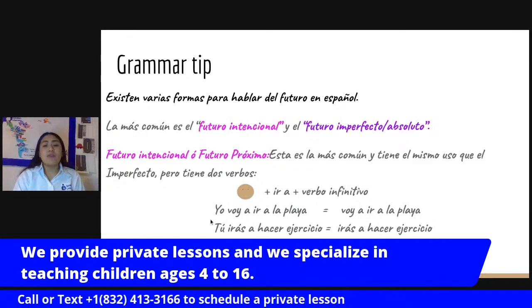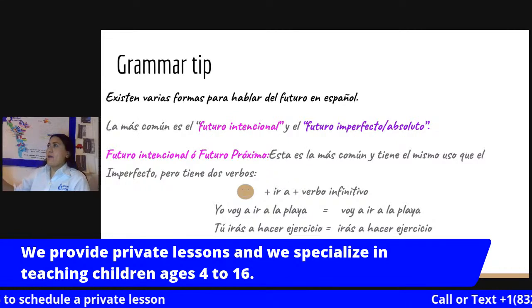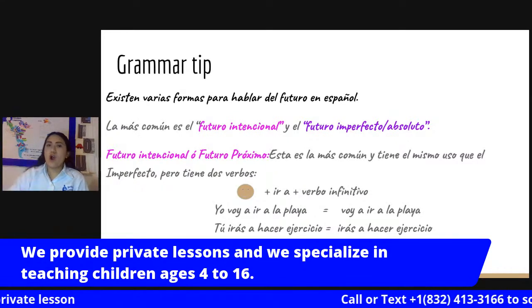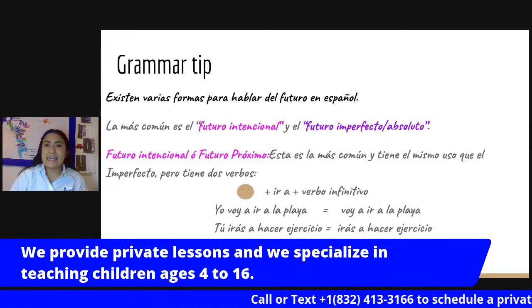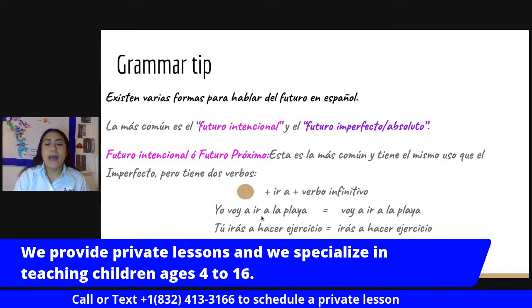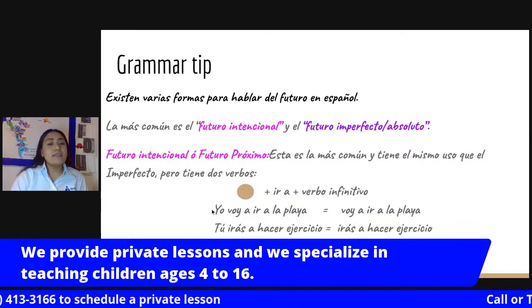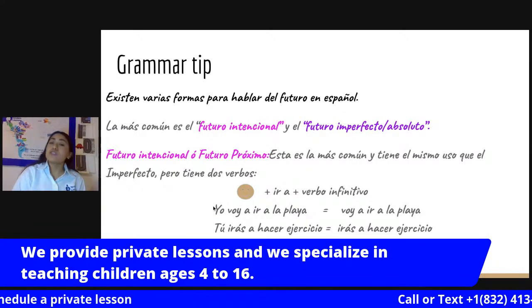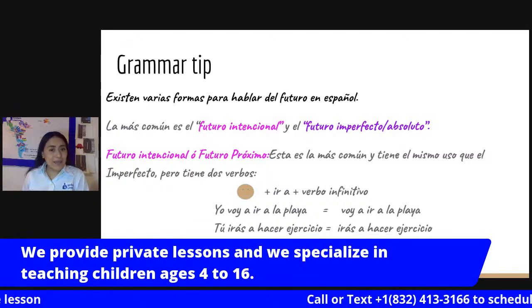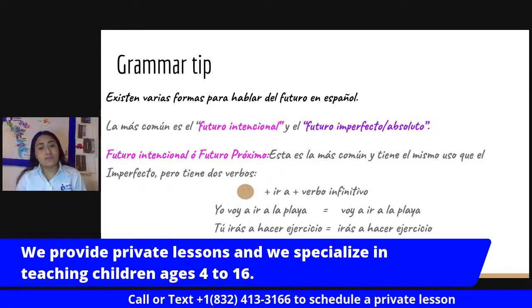Okay? So, I'm not going to say yo ir a pasear. No, you need to conjugate ir. So we are going to say yo voy a ir a la playa. Okay, this is an example. You can skip the pronoun and you just can say voy a ir a la playa. Okay, tú irás a hacer ejercicio.